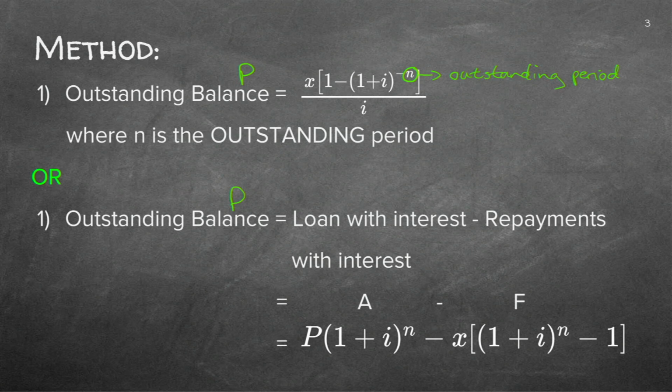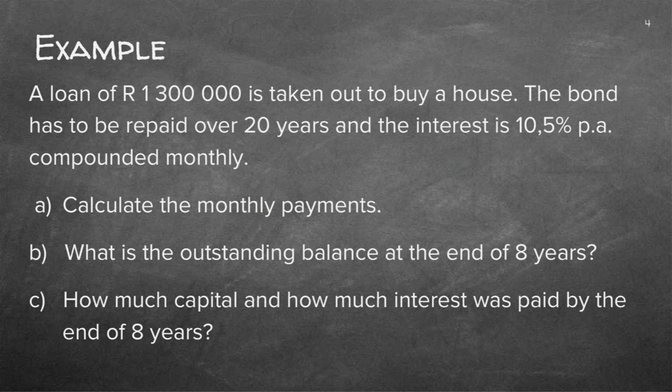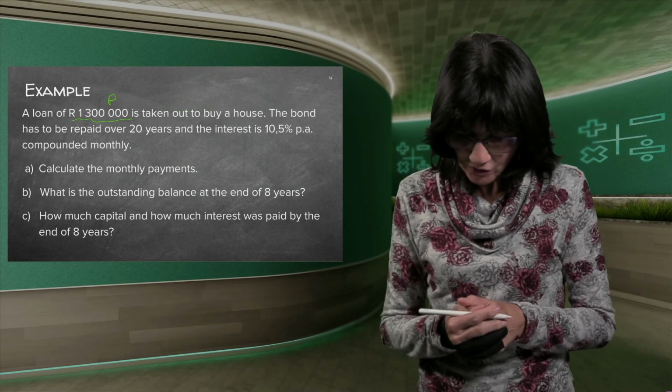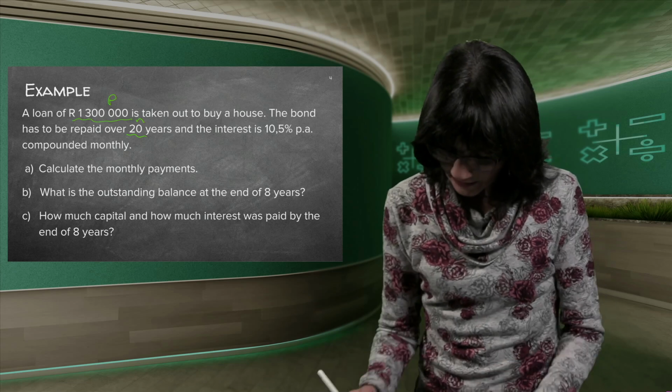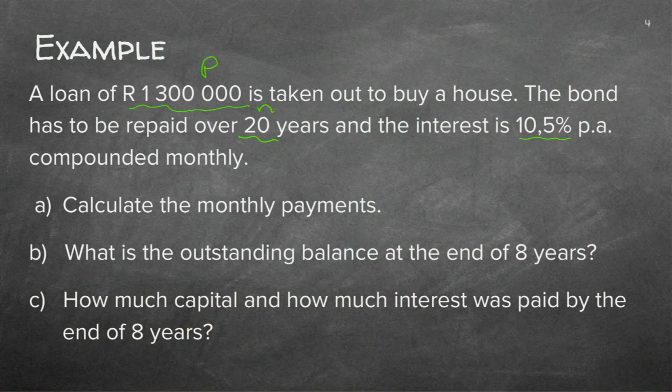But let's look at an example. A loan of 1.3 million is taken out. You agree with me, that is my P, the loan I'm taking out to buy a house. That is a real life thing. You want to buy a house for 1.3 million. The bond has to be repaid over 20 years. This is your N. At the interest rate of 10.5%, that is your i, compounded monthly.